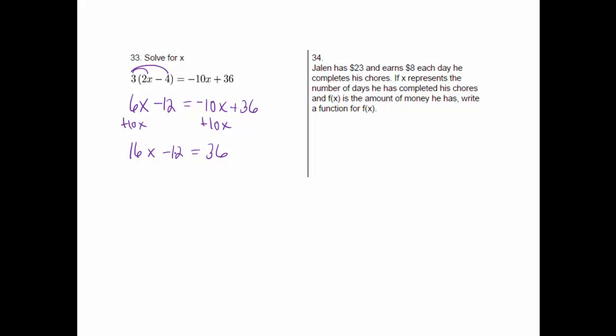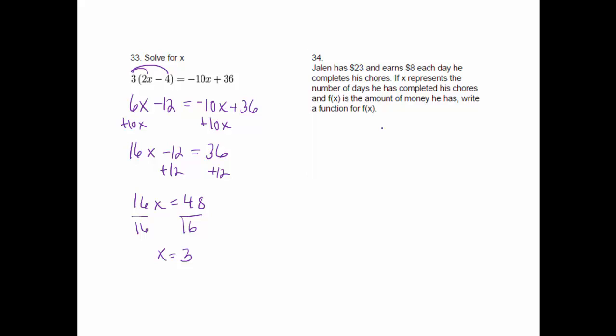The next thing that I want to do is to get rid of the minus 12, so I will add 12 to both sides to do that. So I'll get 16x equals 36 plus 12 is 48, and then to finish it, we'll divide both sides by 16, and I'll get x is equal to 3.